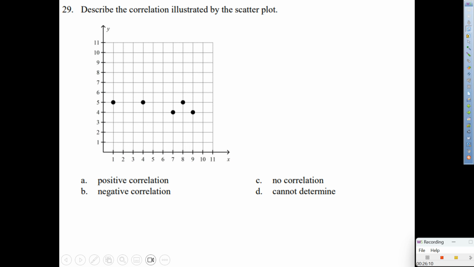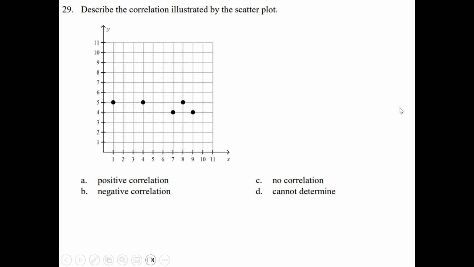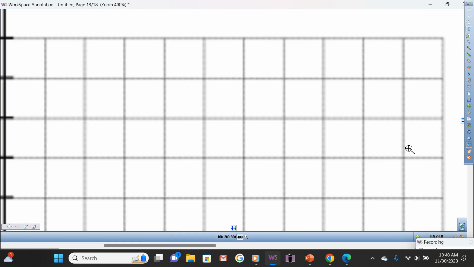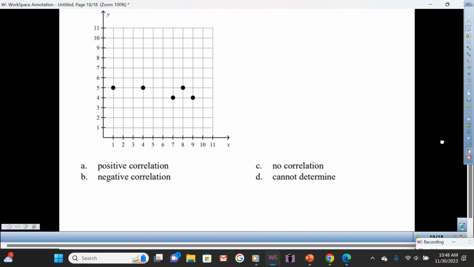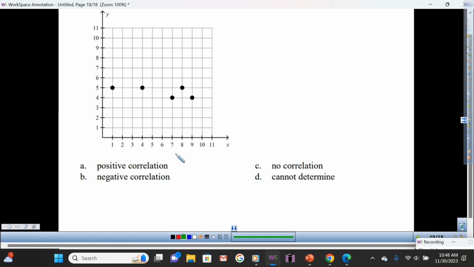Number 29, tell your neighbor the answer for 29. By now you should know what kind of correlation this is. All right, let's see. Go for this one. All right, help him out. Oh, no correlation. That is correct. It has no pattern and it's just going in that direction. Good save.